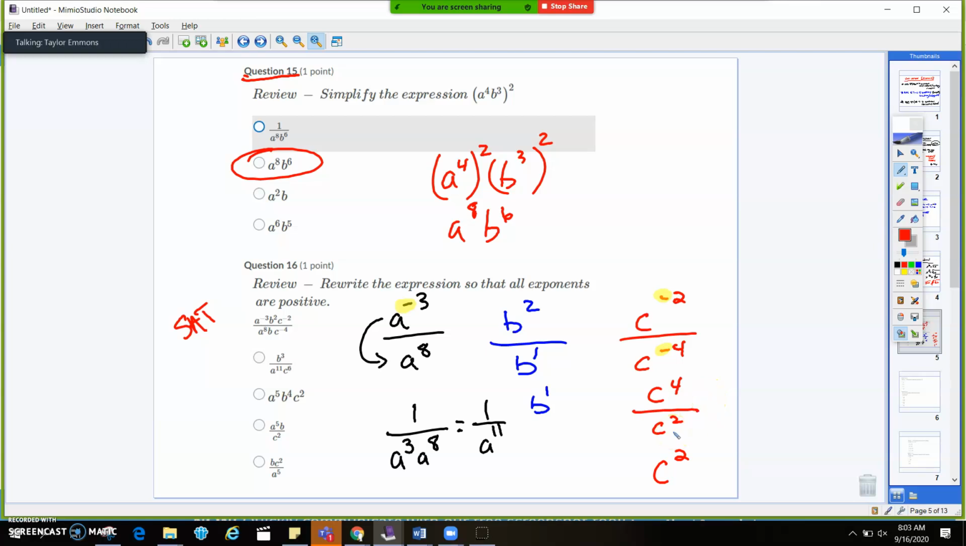So now we have 3 different pieces, and we have to put them all back together. Okay? So we've got a to the 11th in the bottom, b to the first in the top, and c to the second in the top. So let's squish them all back together. So we've got b to the first, c to the second, and then a to the 11th.